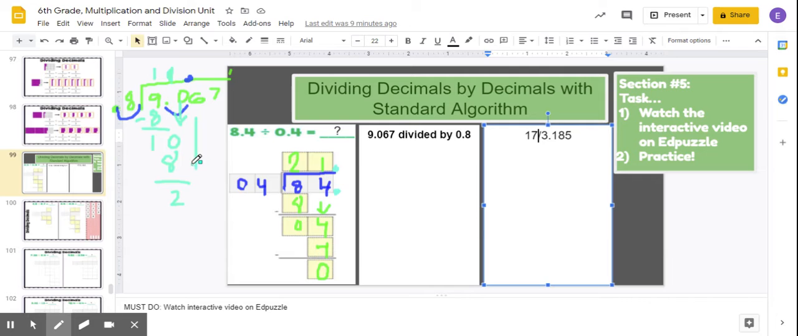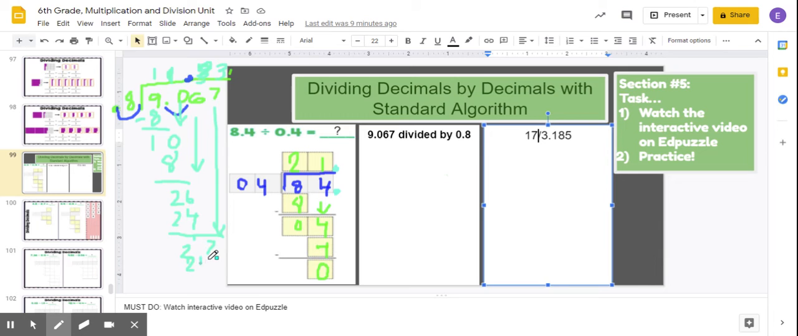I'm going to bring down another digit. 8 fits into 26: 8, 16, 24, so 3 times, 24. We've got 2 left over when we subtract. We're going to keep going. We've got a 7 here. We say, okay, 8, 16, 24, 32. We still don't have enough to fit 4 times, so it fits another 3 times.